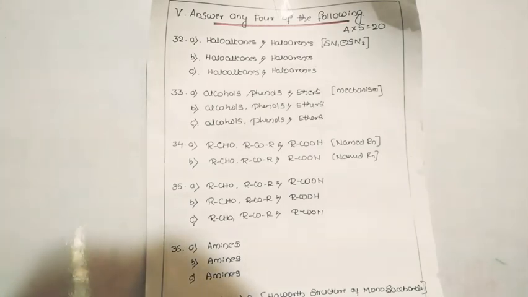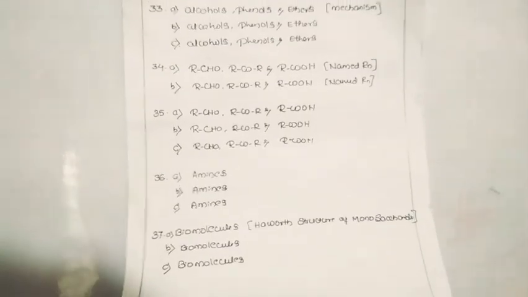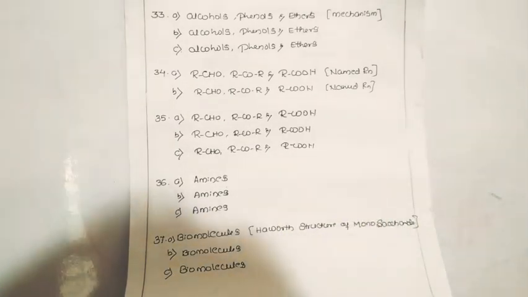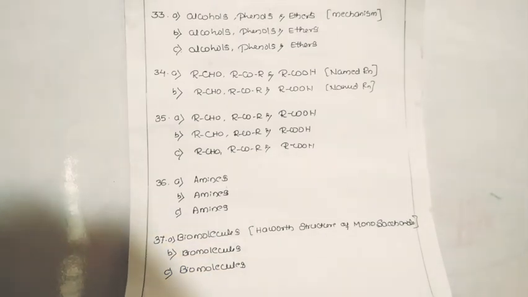And the 36th question will be from the amines, and the 37th question will be from the biomolecules. Okay, in biomolecules, they are going to ask the Haworth structure of monosaccharides. In previous years, they used to ask about the Haworth structure of sucrose, maltose or lactose. Since that part has been deleted, instead they may ask the Haworth structure of monosaccharides like alpha D-glucose, beta D-glucose, or fructose.